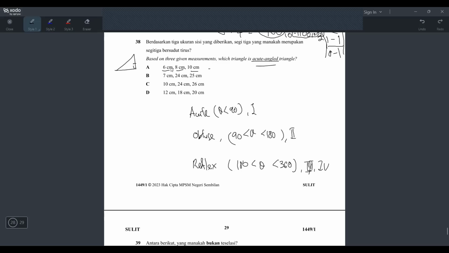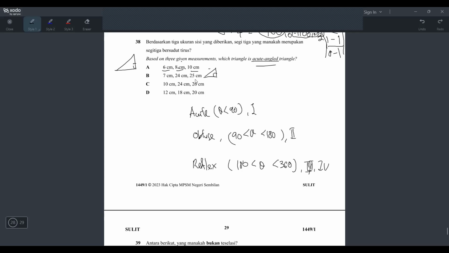You know why? Because if you use Pythagoras theorem, 6 square plus 8 square will be the same as 10 square. That's why this is a right angle for A. For B also, if you press 7 square plus 24 square. Okay, 7 square plus 24 square. Is it equal to 25 square? Yes. So it means B is also a right angle triangle.